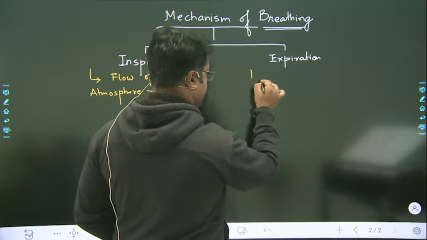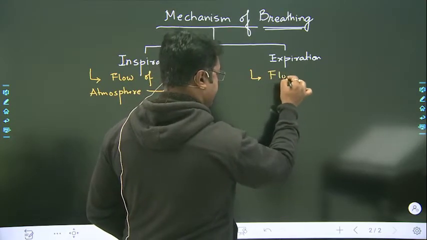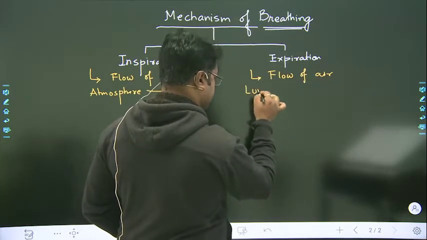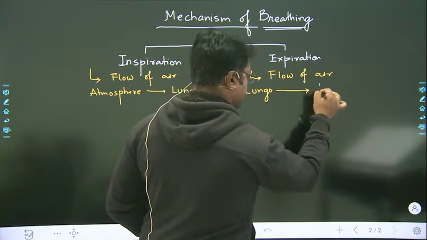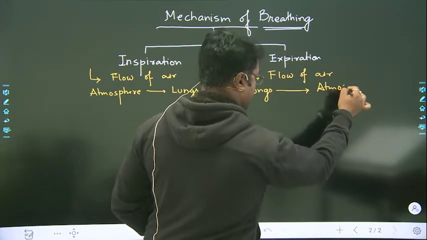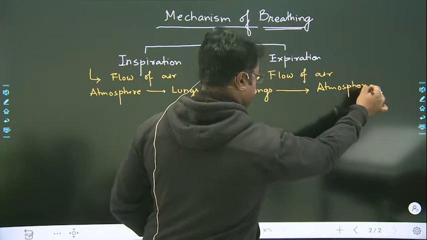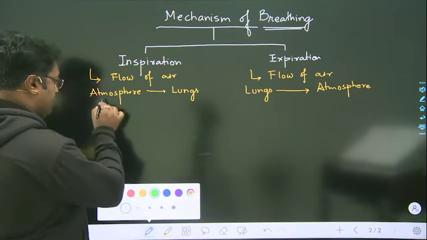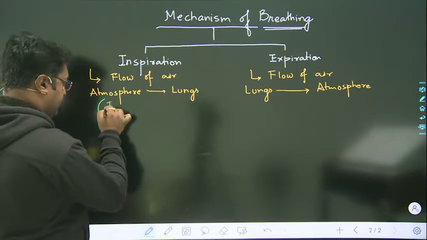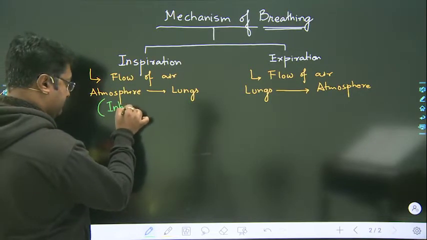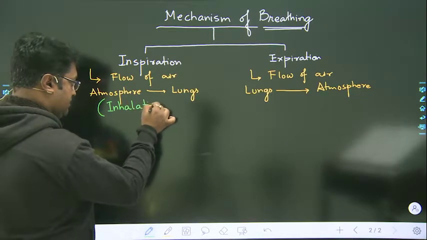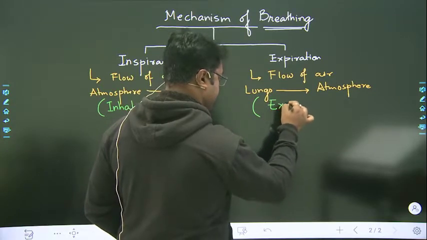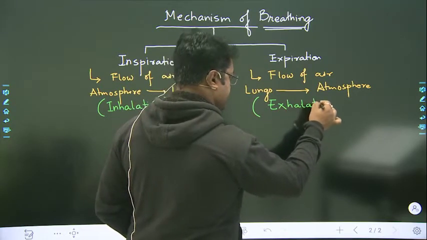And over here, this is the flow of air from the lungs back to the atmosphere. Back to the atmosphere. Clear? So this process is also known as inhalation of air. And this is known as exhalation.